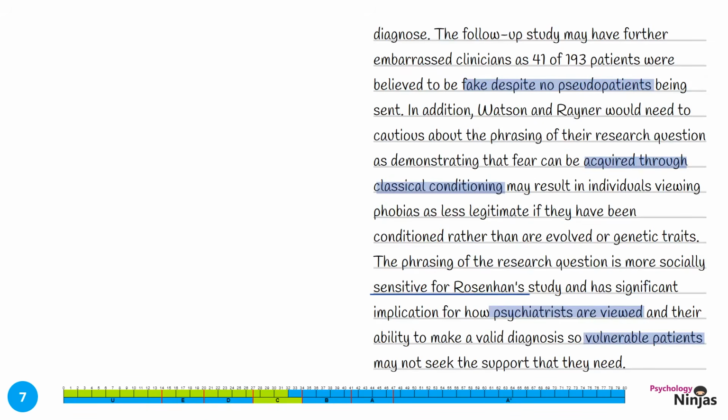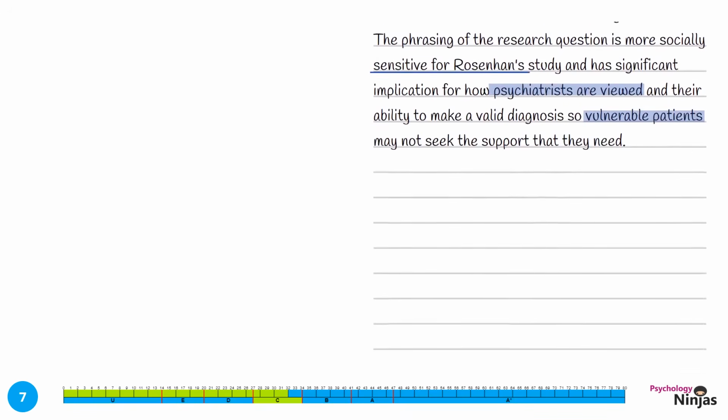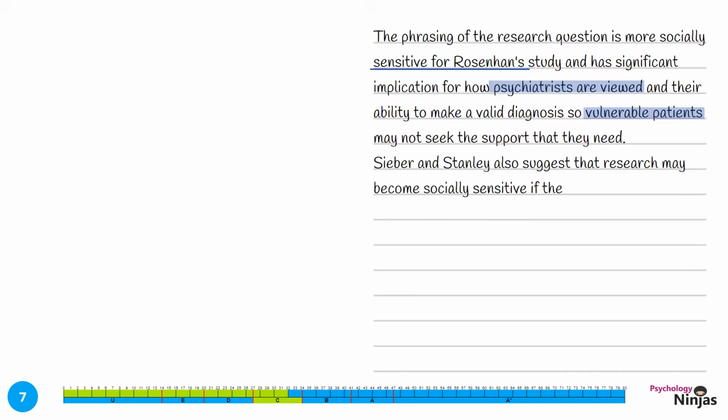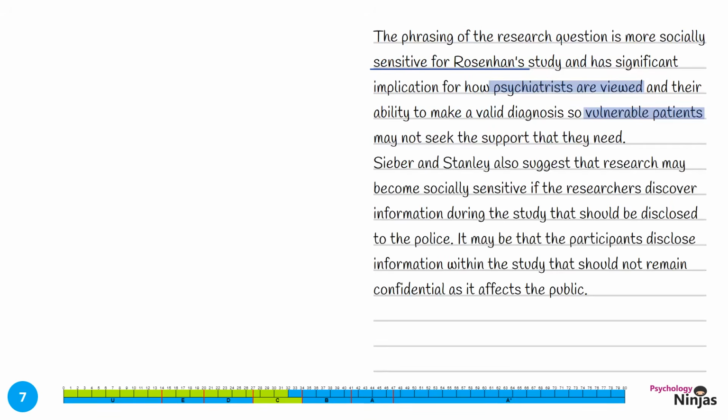It's now time to turn our attention back to our AO1 and explain different ways in which research might be considered socially sensitive. Sieber and Stanley also suggest that research may be socially sensitive if the researchers discover information during the study that should be disclosed to the police. It may be that participants disclose information within the study that should not remain confidential as it affects the public. Although we are talking about disclosures within the study, it's what we do with this information afterwards and whether it should remain confidential once we have published our research.